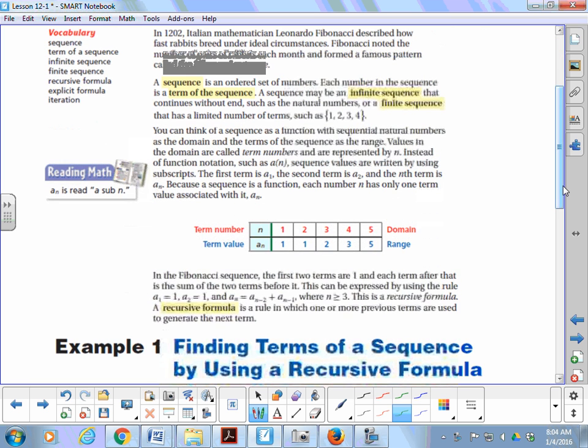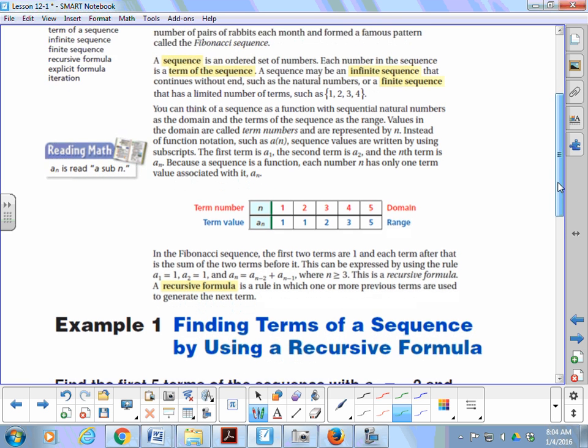We can think of a sequence as a function with sequential natural numbers as the domain and the terms of the sequence as the range. Right? So we have the term numbers and then the term values. Now notice that they use a sub n here to represent the term values. So we're going to use subscripts still, okay, to represent the term number.